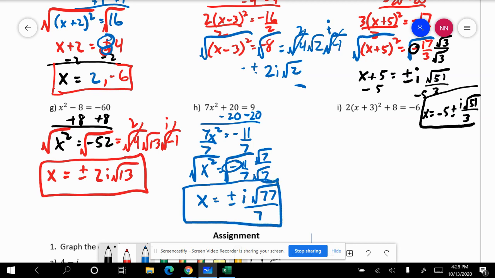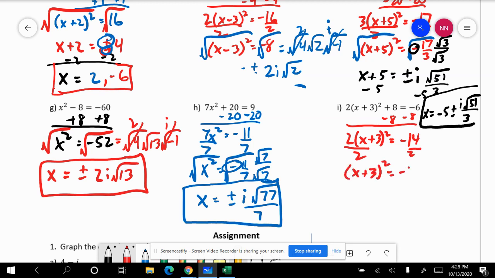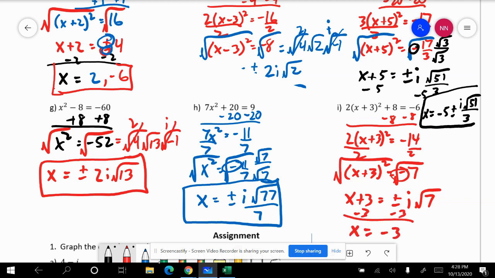And for our last one, we're going to subtract the 8. We divide it by 2. We take the square root. We have to remember to put our positive and negative. That's a negative, so we know there's an i. 7 doesn't simplify, so when we subtract the 3, we put our real number in the front, which is the 3, our imaginary number in the back, our normal a plus bi form, our standard form, i square root of 7. And that right there would be our answer.